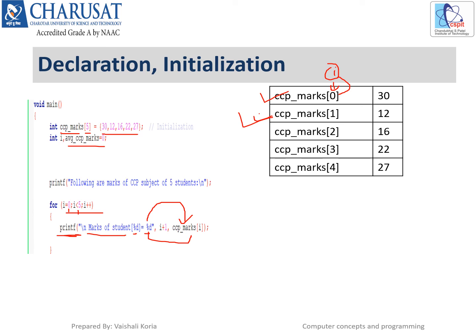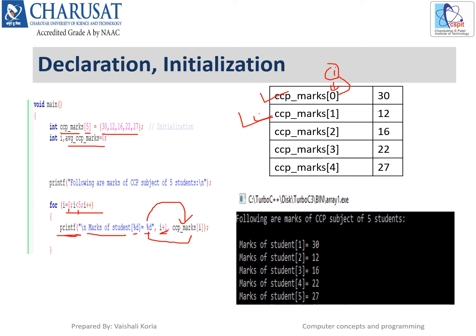And this %d in the square bracket will print the index. But student 0, student 1 won't look good, so that's why I plus 1 has been written. So in the output you will have student 1, student 2, student 3, like this. Actually the array index starts from 0, but while printing we are using this method. So this is how you have initialized the values and printed those values.